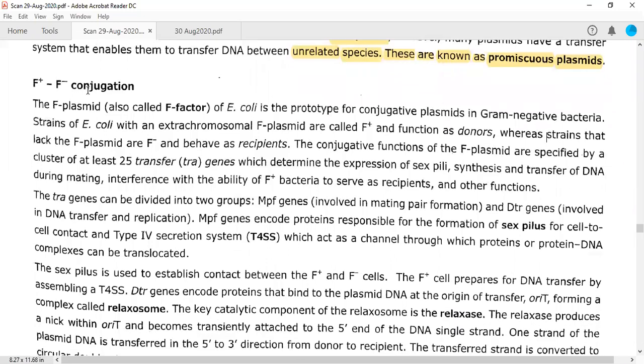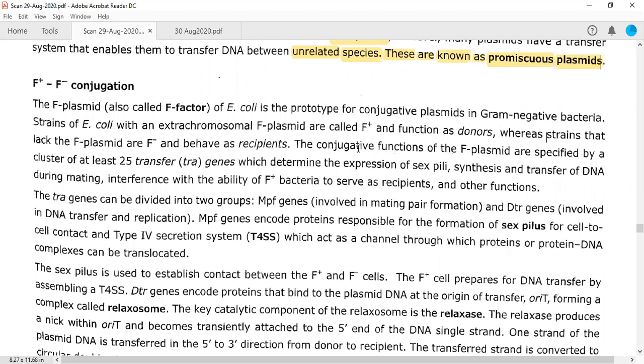The most common is the F positive, F negative conjugation system. We have discussed this in previous classes: F positive is the donor and F negative is the recipient. Once the F plasmid is transferred into the F negative cell, it also becomes F positive. The F factor, or fertility plasmid, in E. coli is a prototype for conjugative plasmids in gram-negative bacteria, because E. coli is a gram-negative rod. Strains of E. coli with an extrachromosomal F plasmid are called F positive and act as donors, whereas those which do not have the F plasmid are called F negative and act as recipients.